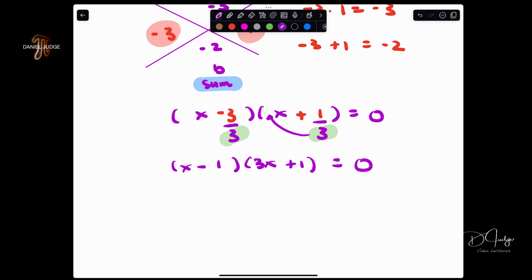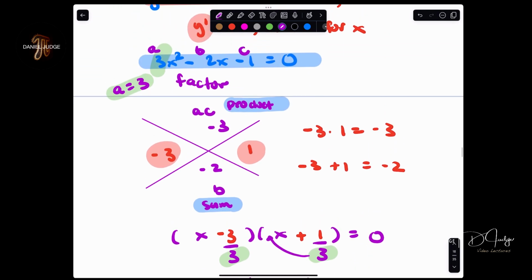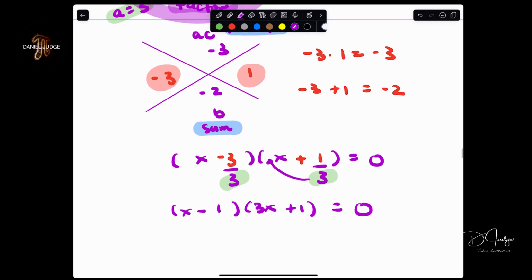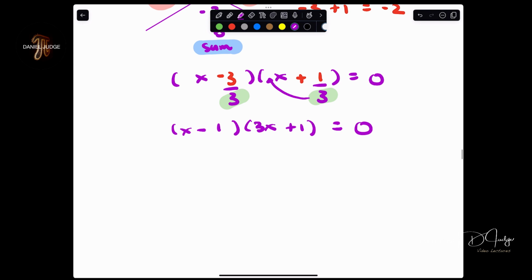So, ladies and gentlemen, what you did here is you factored right in here. Okay, so that's factorable. Now you are on your way.